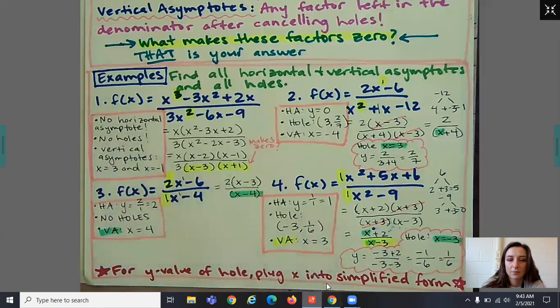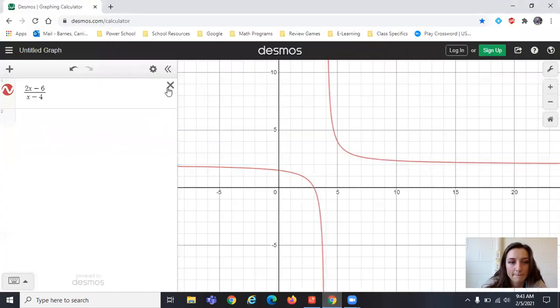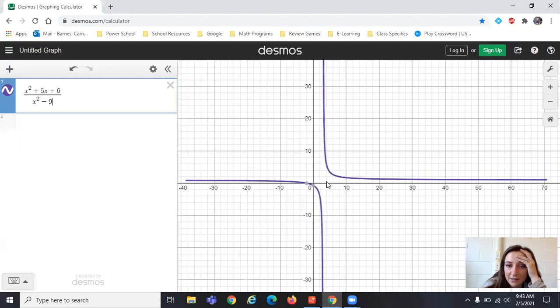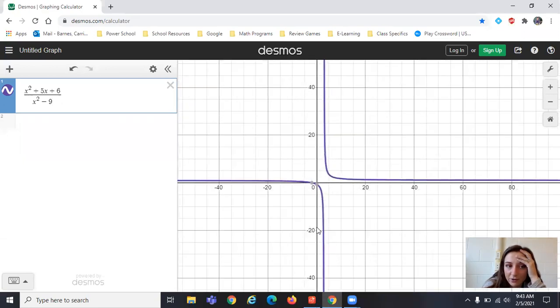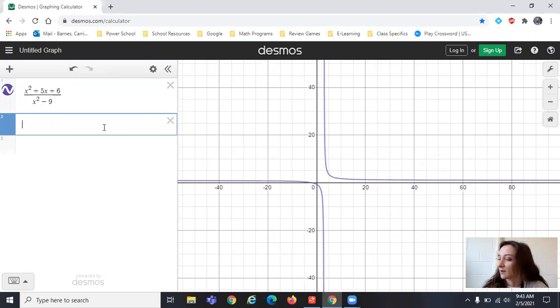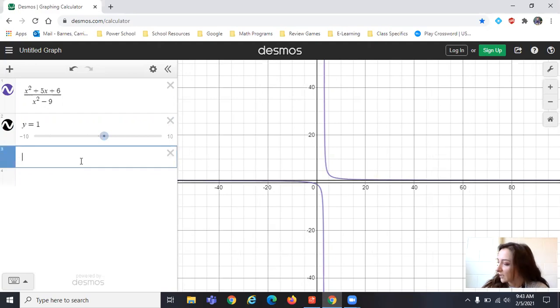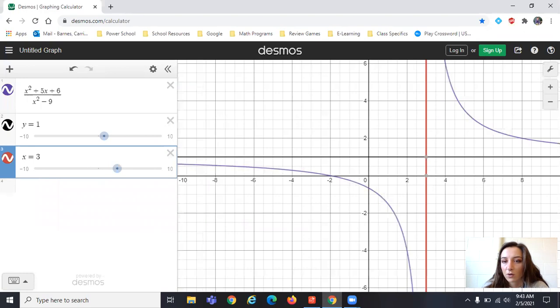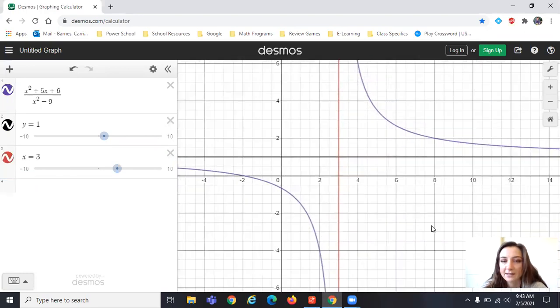Let's look at this very last problem. We have x squared plus 5x plus 6, all divided by x squared minus 9. Okay, and you can see that we do have a horizontal asymptote. We also have a vertical asymptote. You can't see the holes, so that's one thing that you do have to try to find. So y equals 1 is our horizontal, and then we got our vertical as x equals 3. But then we also had a hole, okay? So our hole is happening at -3, 1/6.